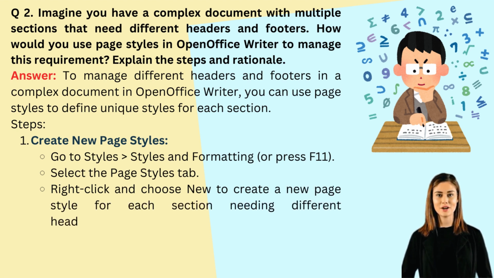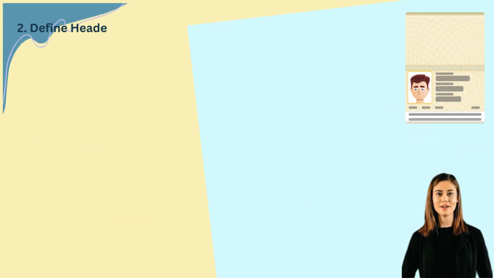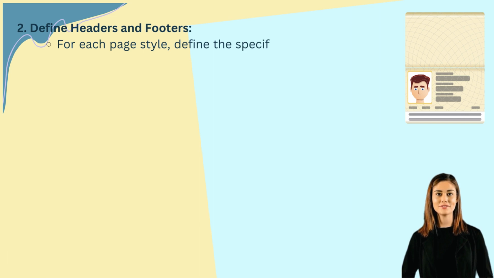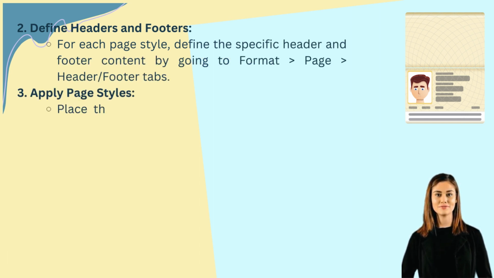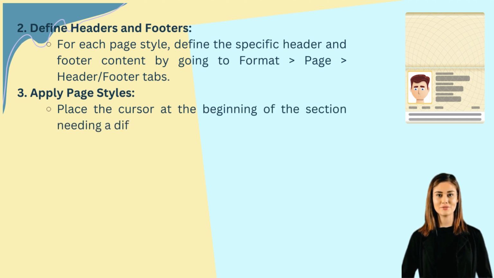Steps. 1. Create new page styles. First, go to Styles, Styles and Formatting, or press F11. Second, select the Page Styles tab. Third, right-click and choose New to create a new page style for each section needing different headers or footers. 2. Define headers and footers. For each page style, define the specific header and footer content by going to Format, Page, Header and Footer tabs.